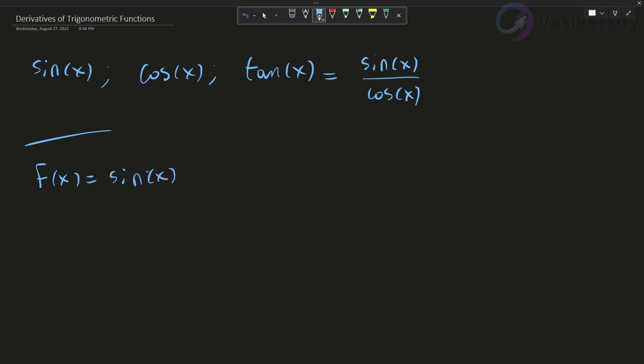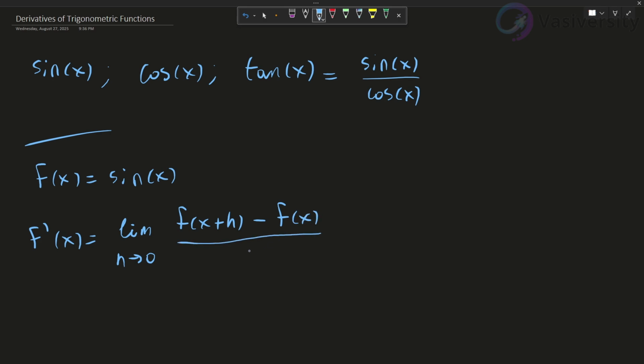Okay, so we're going to be using the standard definition by the limit, right? So f prime of x is going to be equal to the limit as h approaches 0 of f of x plus h minus f of x all over h. Okay, so that's equal to, we plug in, the limit as h approaches 0 of sine of x plus h minus sine of x all over h.